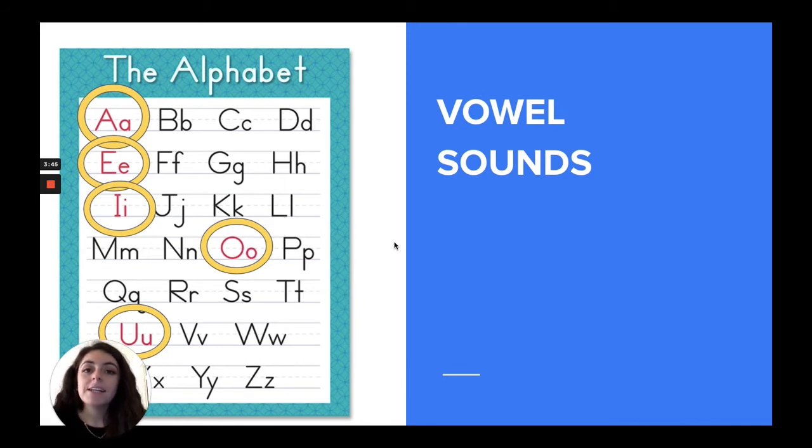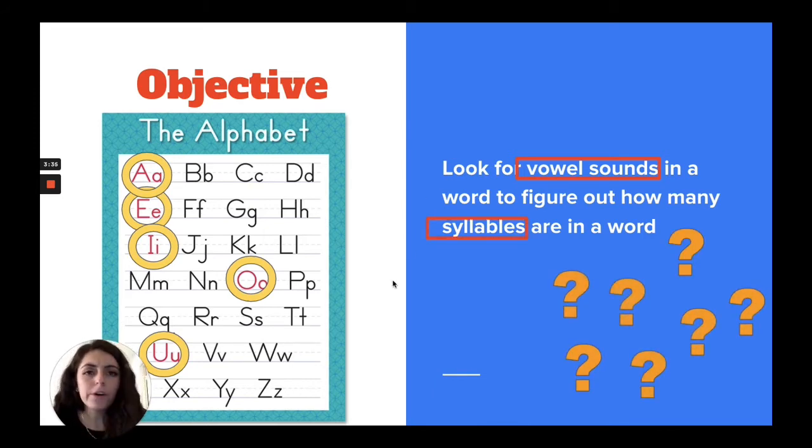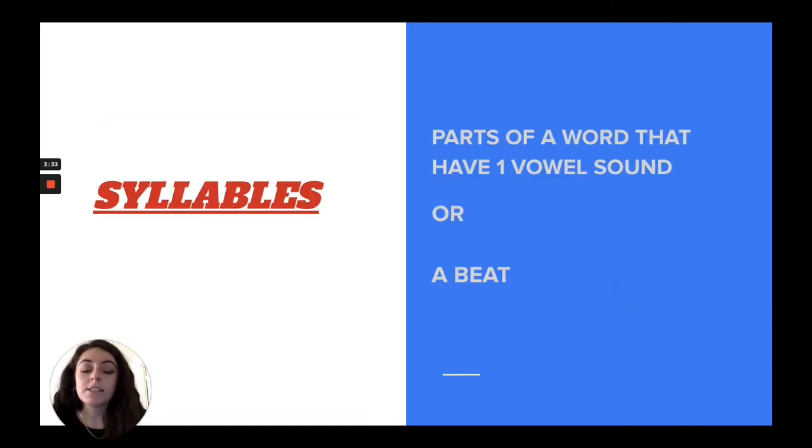All right. Now, we just practiced vowel sounds, and now we're going to figure out how many syllables are in a word. But what are syllables? A syllable is a part of a word that has one vowel sound. How many vowel sounds? One vowel sound. So that's why it's so important to practice those vowel sounds, but we're also going to be thinking about them as beats, so that's why you needed your hands, because we're going to be talking about beats in a vowel sound.